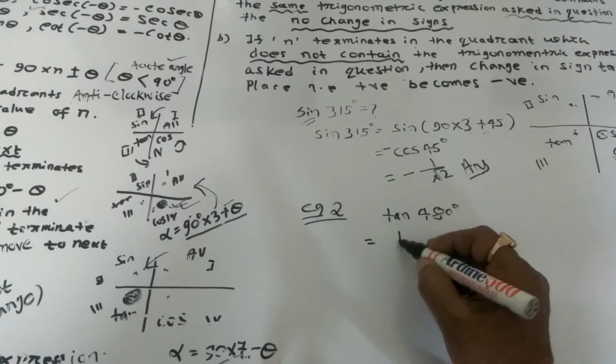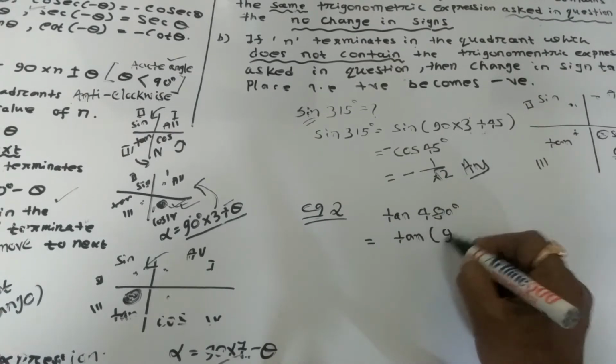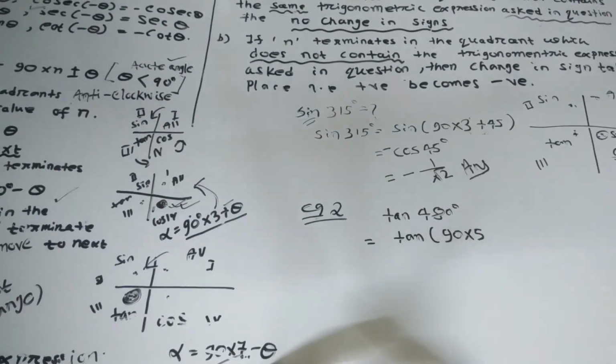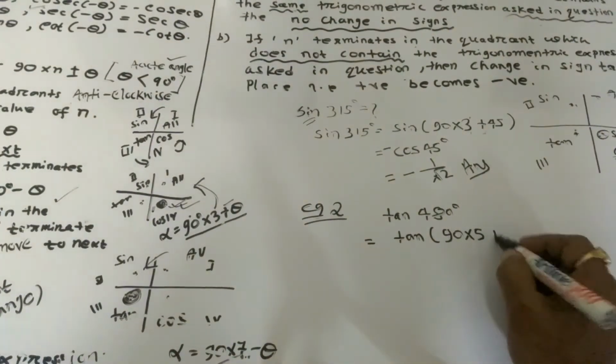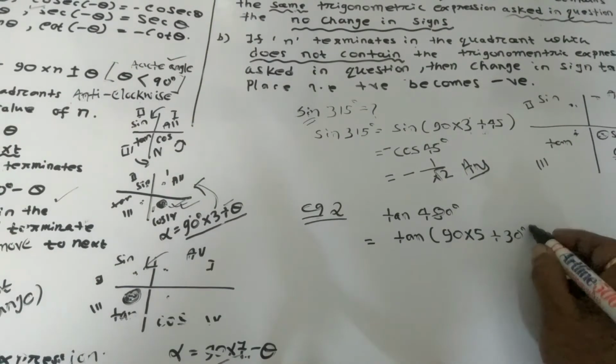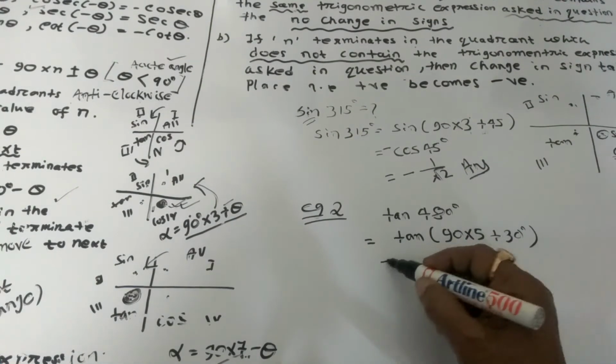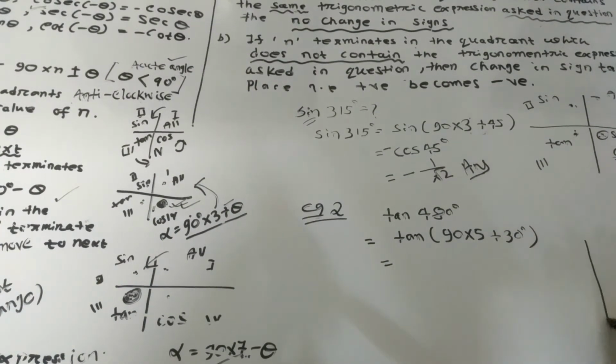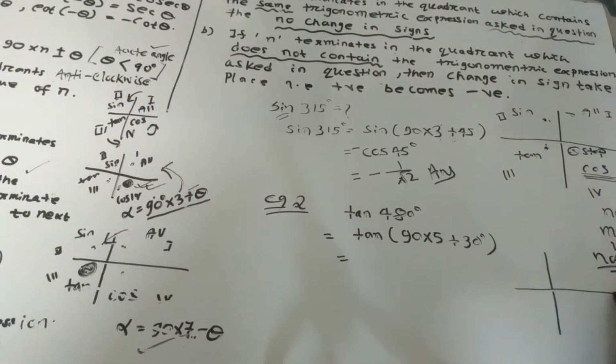Second sum, similarly tan 480 degrees can be written as 90 into 5, the fifth, odd, suppose. Then how much? 90 times 5 is 450, plus 30 degrees. So we have to add 30 degrees. Now you can easily guess what to do. It is 5, odd, so tan becomes cot. So I am going step by step.